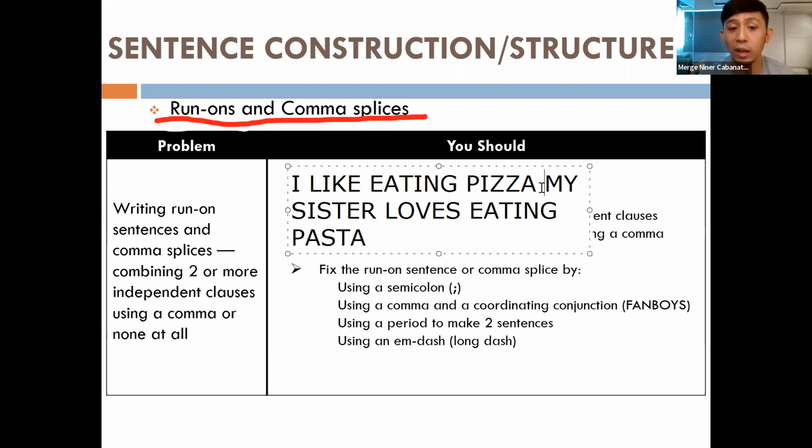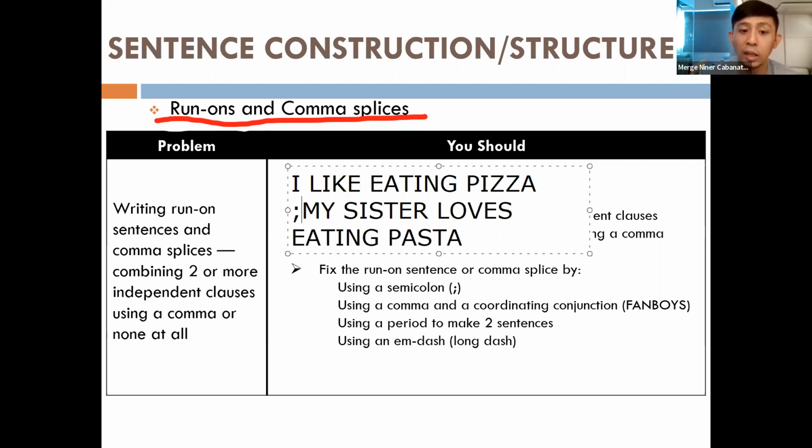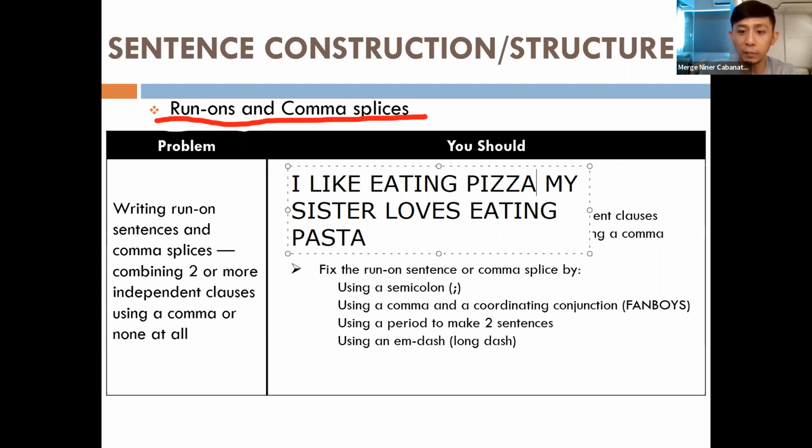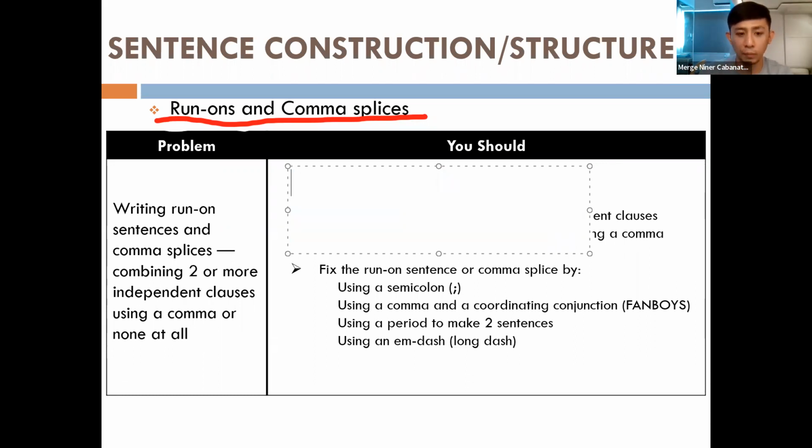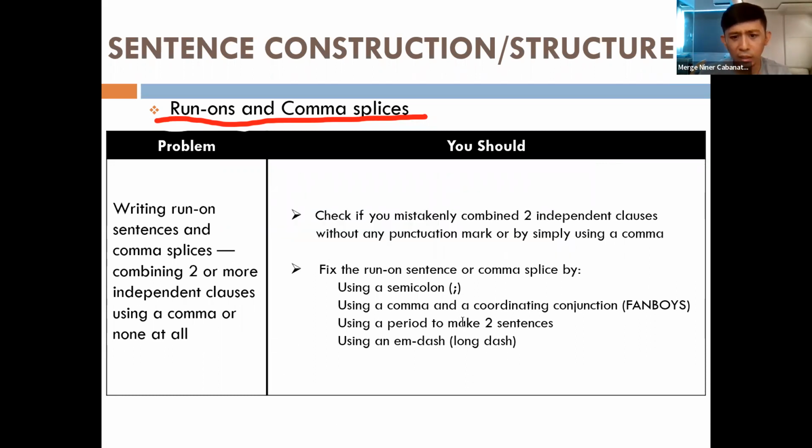So dapat dito, it's either I like eating pizza, semicolon, my sister loves eating pasta. I like eating pizza, but my sister loves eating pasta. Put a comma. Pwede rin namang period. Diba? I like eating pizza. Meanwhile, comma, my sister loves eating pasta. So those are how you will be able to unfuse the run-on sentence. Okay. So ito yung mga fixes natin sa run-on sentence.